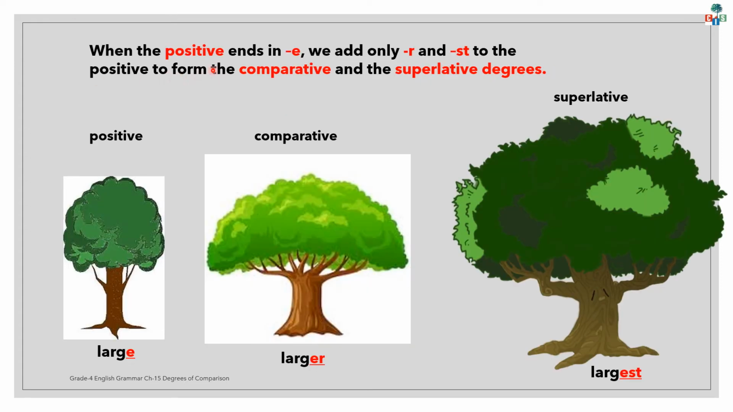When the positive ends in letter E, we add only R and ST to the positive to form the comparative and the superlative degrees. For example, large. This adjective is in the positive degree and it ends in the letter E. So, when you want to change it into the comparative degree, just add R, larger. And for the superlative degree, just add ST: large, larger, largest.